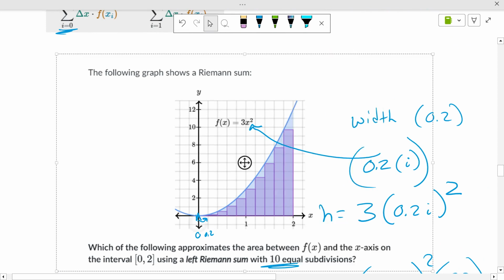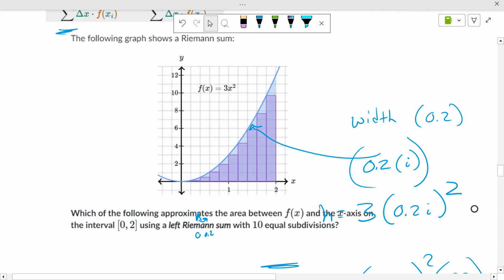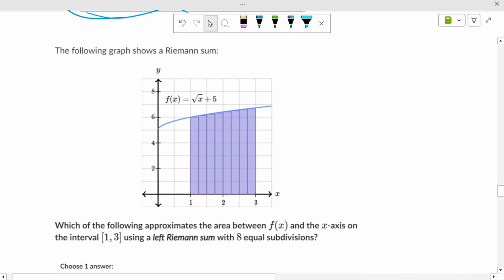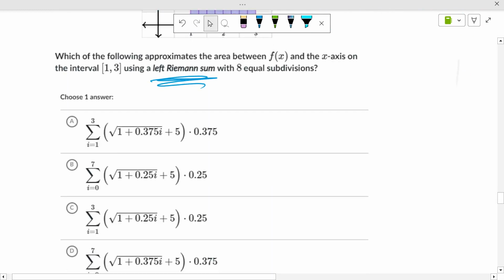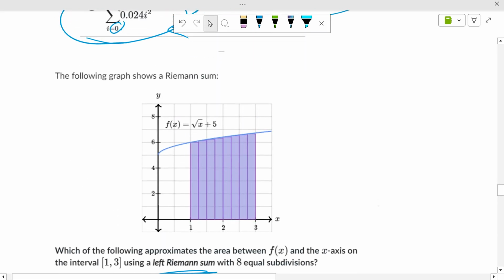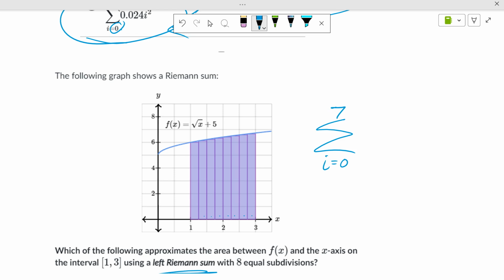Okay, let's do another one, because I know that's confusing. That's not the easiest thing in the world. Okay, I want, again, a left Riemann sum. So I'm going to start at 0. See how some of these start at 1 and some of these start at 0? I want to start at 0 when I have a left Riemann sum. So i equals 0. And I've got 1, 2, 3, 4, 5, 6, 7, 8. So I'm going to go to 7. Why go to 7 if I just counted 8?